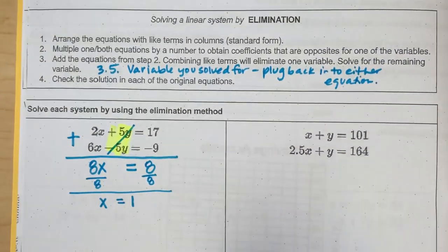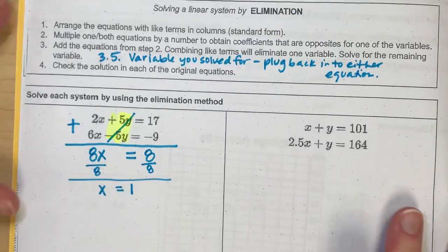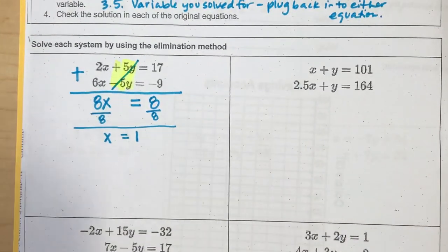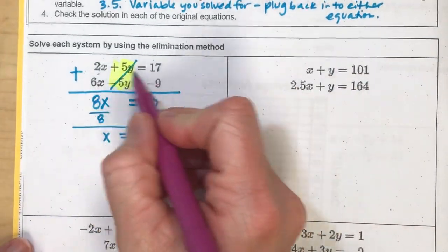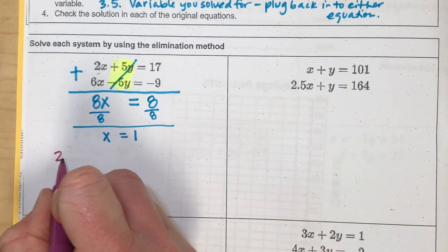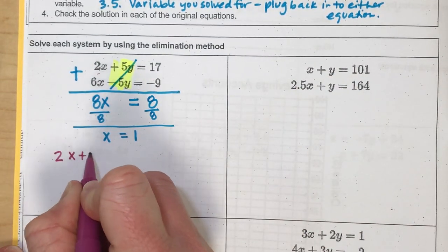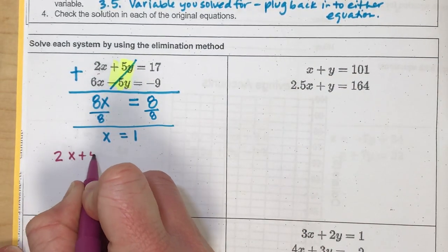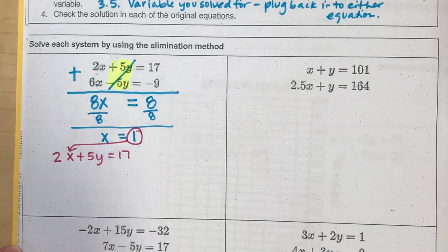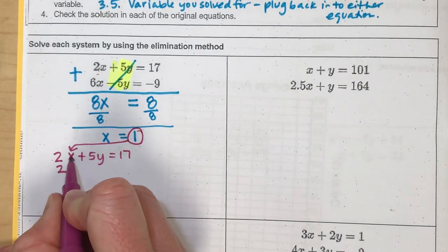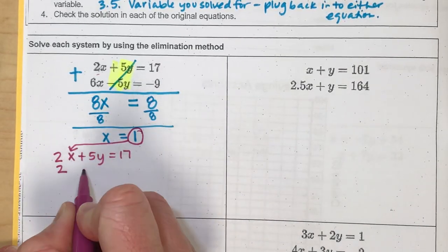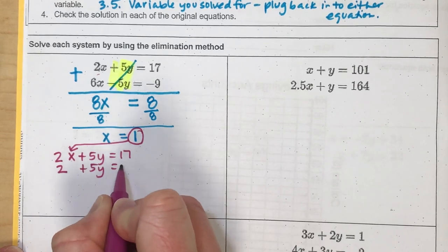Okay, so now I'm going to take my value of 1 and sub it back into one of my equations. Now it doesn't matter which equation you pick. I'm just going to pick this first one here. If I have the equation 2x plus 5y equals 17, and I substitute 1 back in, now I can solve for the other variable y. So 2 times 1, that's 2, plus 5y is equal to 17.